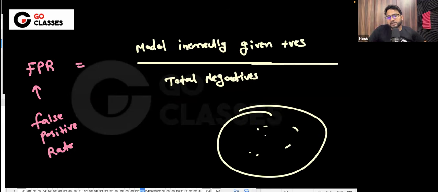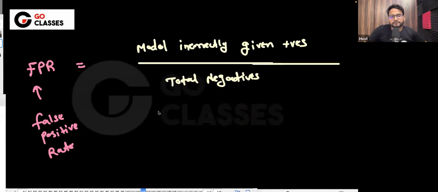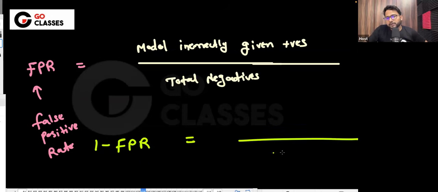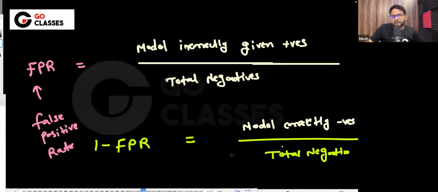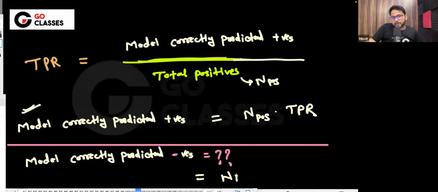Right. So basically, let me tell you, if you find out one minus FPR, it will be the fraction of total negatives that the model correctly gave as negatives. That's what we wanted, the correctly predicted negatives. This number, where N_negative is the total, will be N_negative into 1 minus FPR.